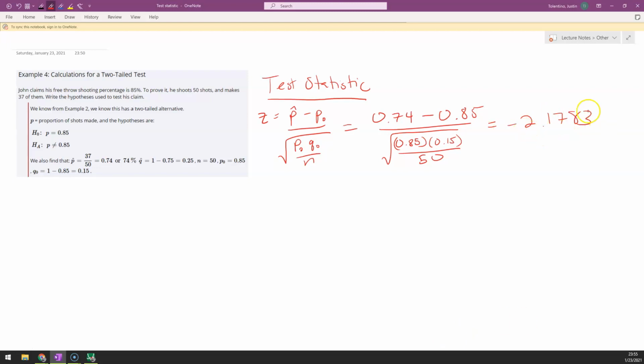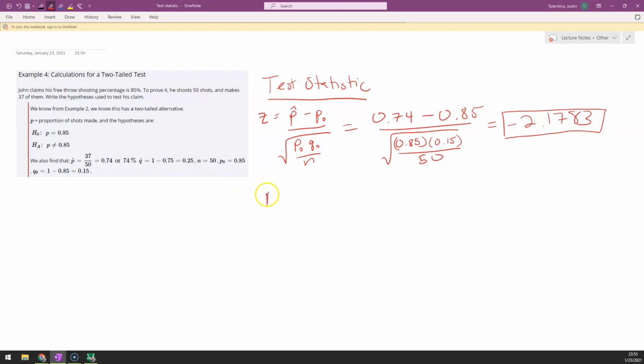So again, what does this value represent right here? This is how far away our observed data are from what we expected. We expected to see 85%, and our data shows that this was more than 2 standard deviations below what we expected, what his claim was. So that right there should already make us a little bit suspicious about his claim. Like, something seems a little off, more than 2 standard deviations lower than what he said.